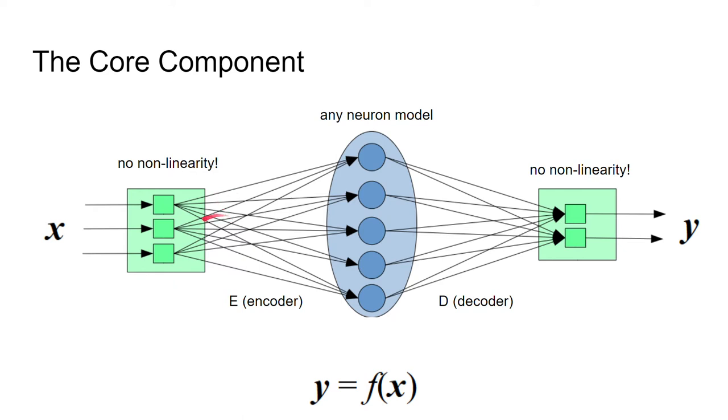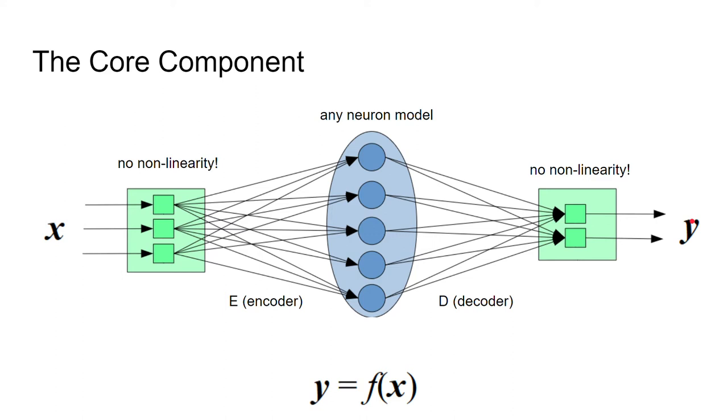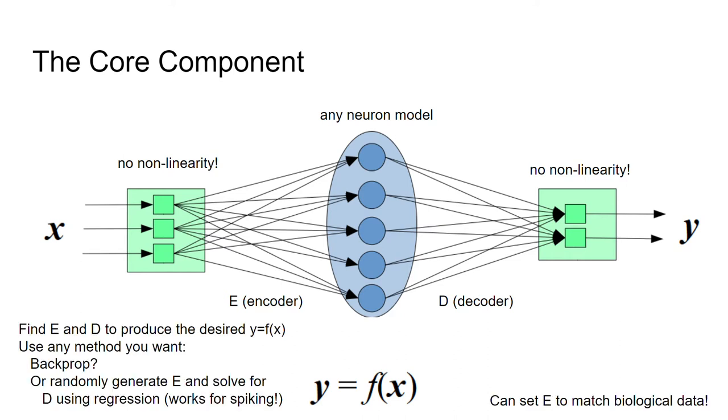But our idea is that the way we're thinking about it is this X value is being encoded into the neural activity, and then we're decoding out something that gives us our output value Y. Think of it that way. Doesn't matter. It's just two sets of connection weights. But it'll be useful to have that distinction as we go on. All right, there's our core component.